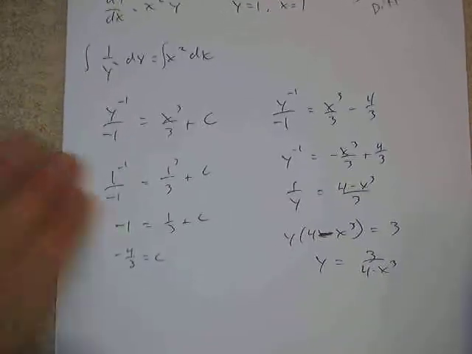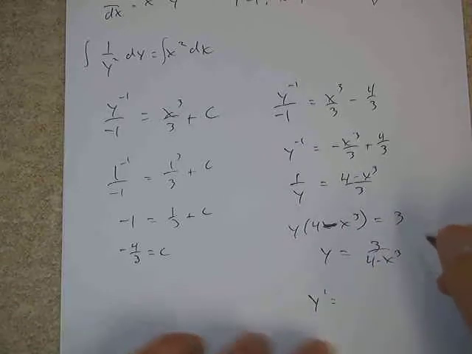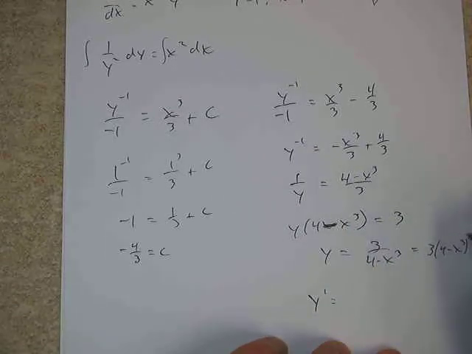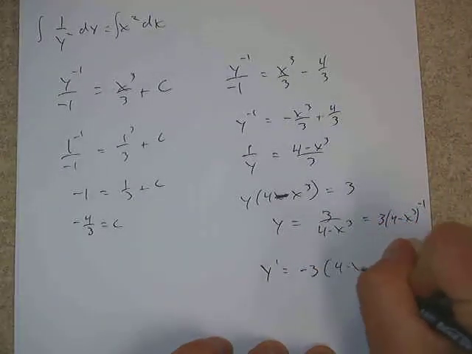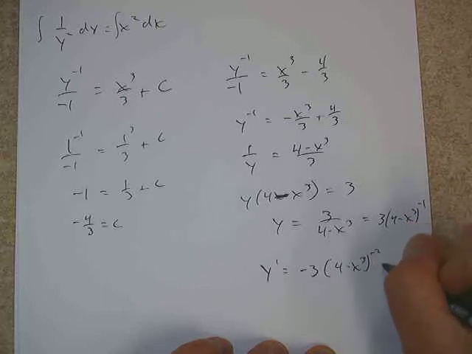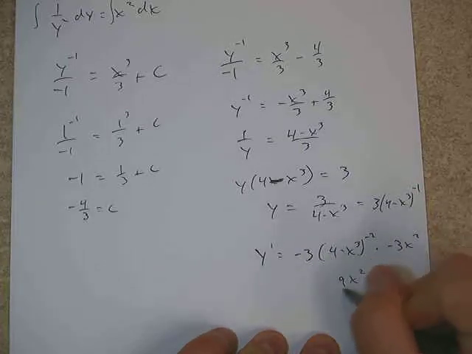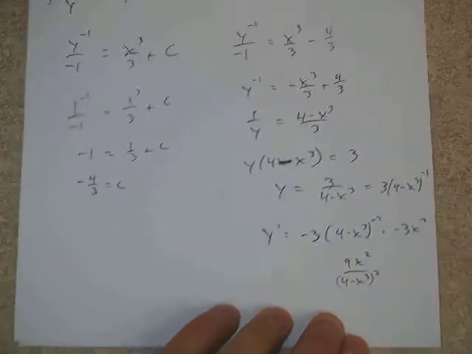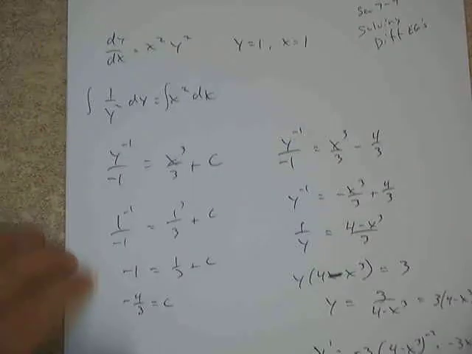Now is there a way that we could check this to make sure that it actually satisfies the derivative part? Well, of course, we can find the derivative here. If I wanted to check this, I'd go y prime equals, and I'd probably first rewrite this as 4 minus x cubed to the negative 1. That way I can go negative 3, 4 minus x cubed to the negative 2 times negative 3x squared using our chain rule. On top we'd have 9x squared, and on the bottom we'd have 4 minus x cubed all squared. That would be our derivative.